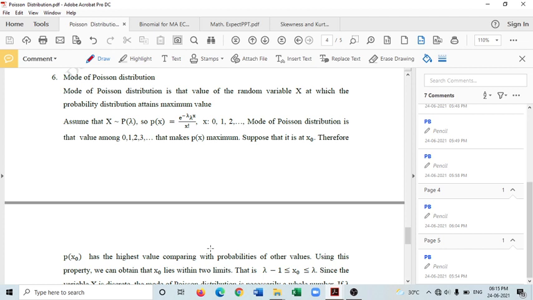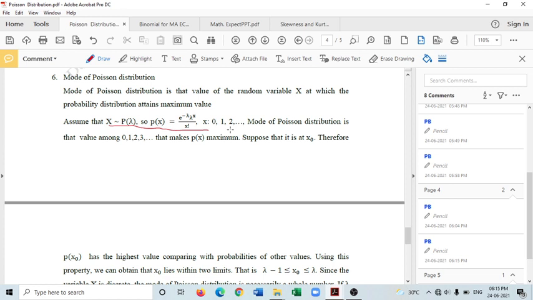That is, if x follows P of lambda, it is given by the equation p of x is equal to e raised to minus lambda, lambda raised to x by x factorial. If x has this distribution and takes the values 0, 1, 2, etc., among these values there is a value with highest probability, and that value is stated to be the mode of Poisson distribution.